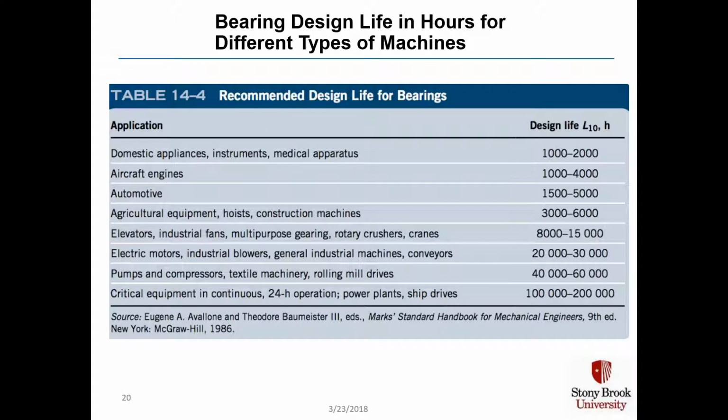The bearing design life in hours for different types of machines is shown in table 14-4. Here you have design lives for basic appliances and medical apparatus being only 1,000 to 2,000 hours because they're not used very much. But when you get critical equipment in continuous 24-hour operation, like in a power plant or in a drive mechanism for a ship, you can actually require a design life of 100 to 200,000 hours.